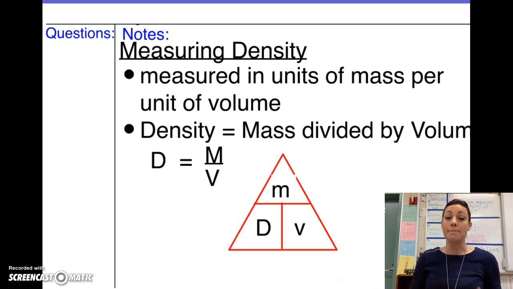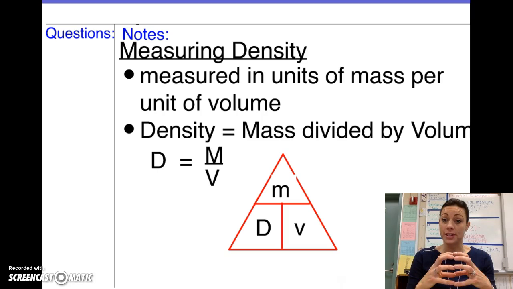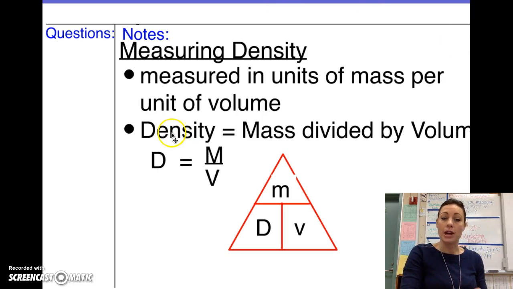And here's how density is measured. Density is measured in units of mass per unit of volume. Some people actually define density as how much stuff is inside the mass per how big it is, what its volume is. We calculate or measure density using this formula: density is mass divided by volume.